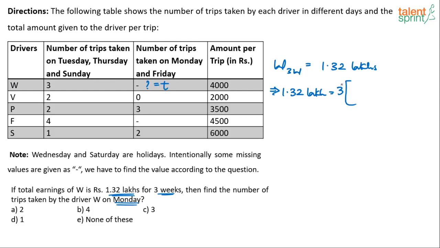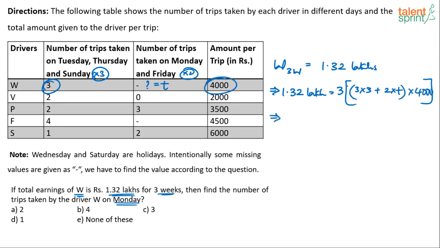One and the same, right? Either say per week is 44,000 or get an equation for the whole of 3 weeks. So 1.32 lakhs is equal to, since it is for 3 weeks, I am taking 3 times his earning per week. Now what is the earning per week? We are talking about W. So see, 3 into 3, right? There are 3 days here, and T into, there are 2 days here. So 3 into 3 plus 2 into T. This multiplied by his earning per trip, 4,000.